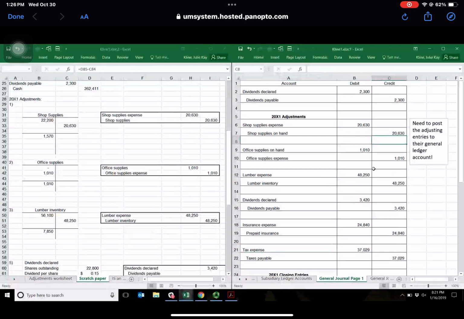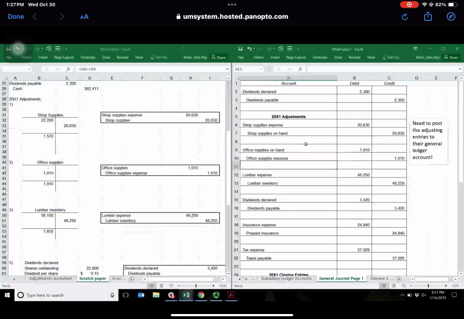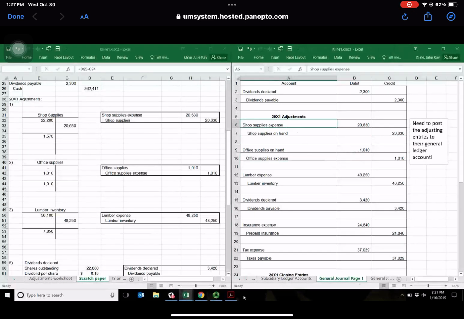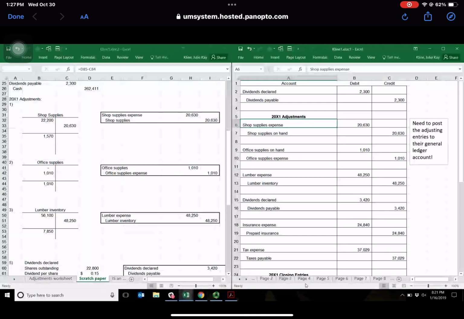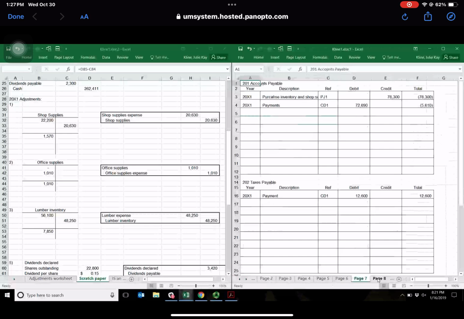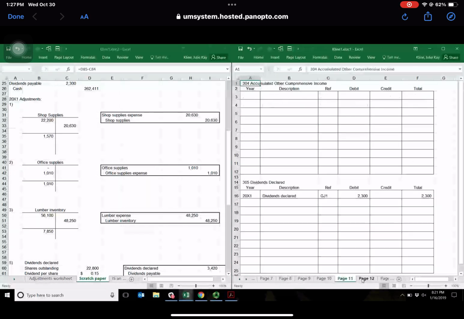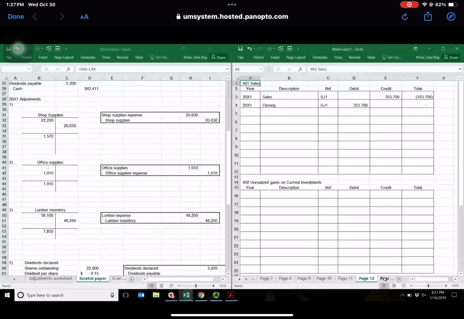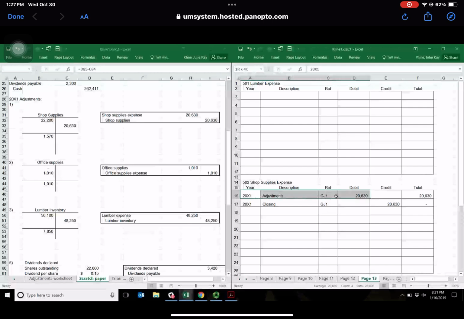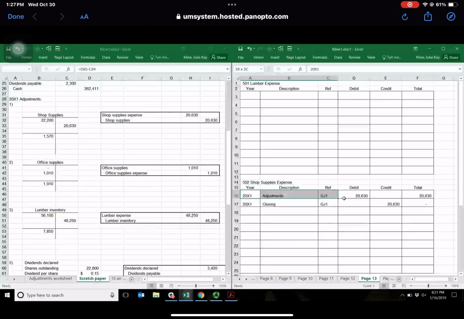And once you journalize them, you then need to post them into their general ledger account. So for instance, you need to go to the shop supplies general ledger account. Each line needs to get posted and record that expense to the appropriate account. All right, so here I have it posted, the shop supplies expense, 2001 adjustments, general journal, page 1. Pull that number over, give you a total.